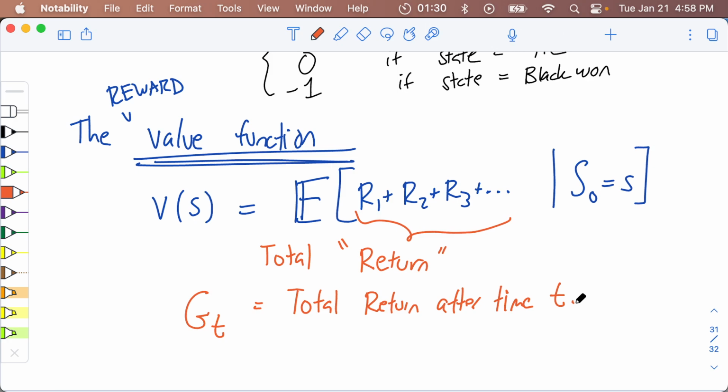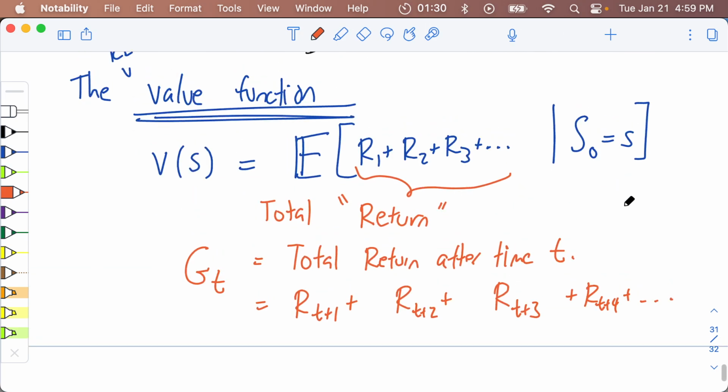And it's this infinite sum. Okay, let me make sure I'm not off by one in my R's and T's. Yeah, okay, here it is. So it's R_{t+1} plus R_{t+2} plus R_{t+3} plus R_{t+4} plus dot dot dot. So you add up the rewards forever, starting at time t. And so the value function, what is it? You could equally well write it, this whole thing over here is equal to G_0. You could say it's the expected value of G_0 starting from state s.